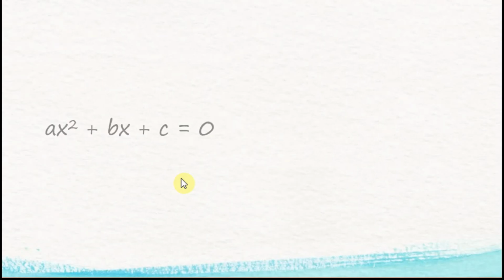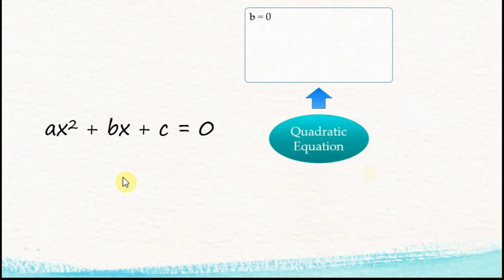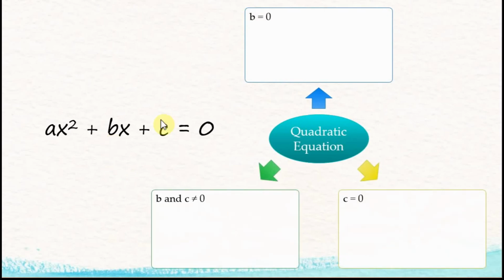In the previous video, we learned the general form of a quadratic equation, and we can classify quadratic equations into three types based on either b equal to 0, or c equal to 0, or none of them equal to 0. For example, if b equal to 0, the equations will look something like this. We can see that there's no x term in these equations. And then the second class is when c equal to 0, and this is how the equations will look. And the last one is when b and c are not equal to 0.